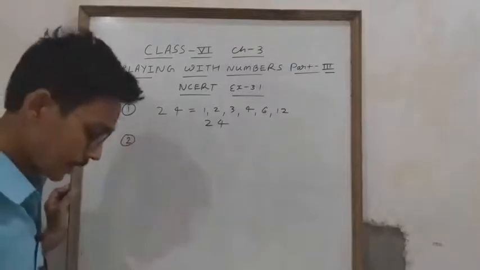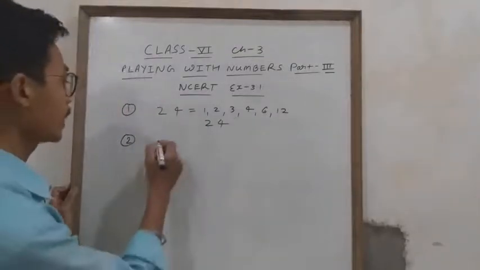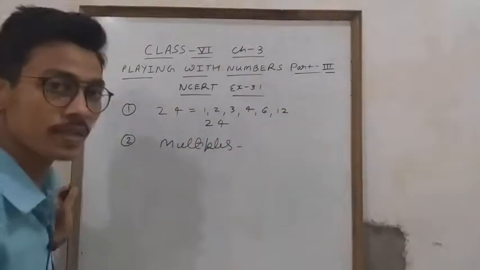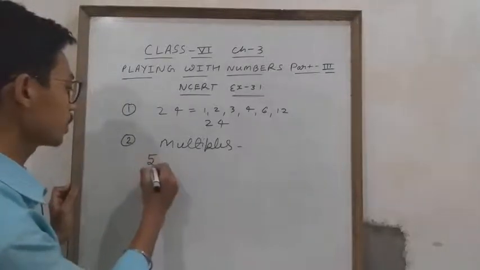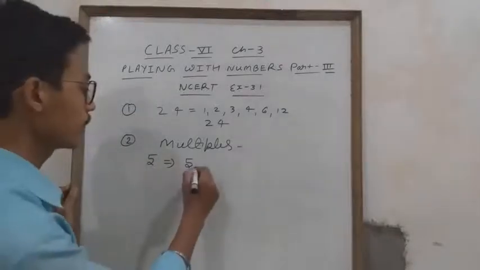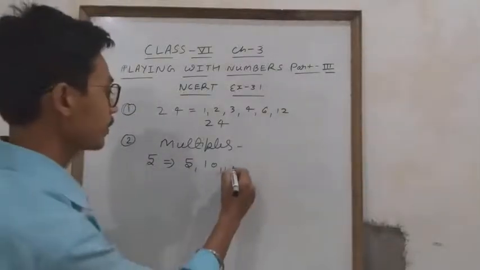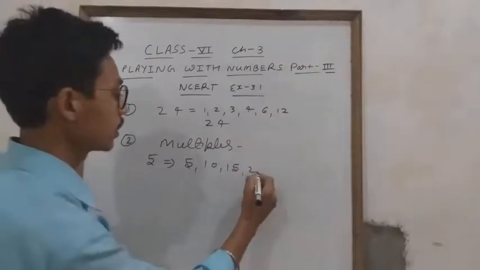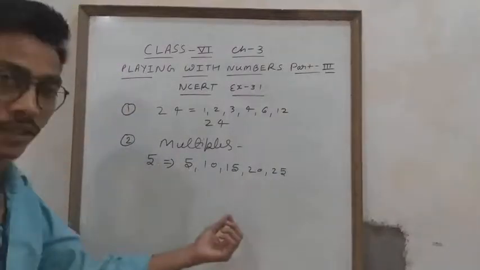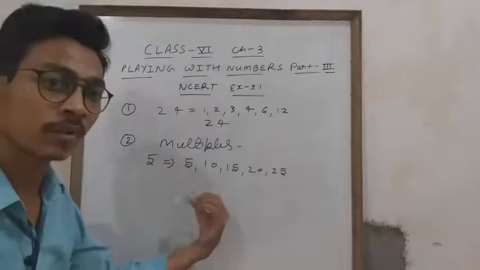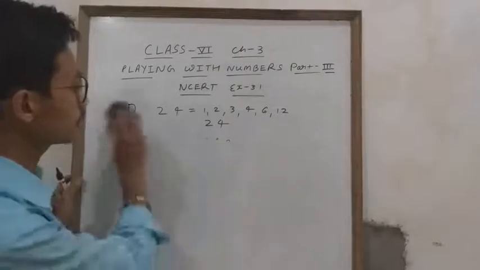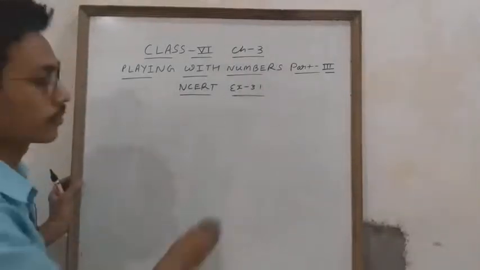Now the second question is given, students. Write the first 5 multiples. Multiples, you know, means table. Like multiples of 5, you will write: 5 1 is 5, you will start from the initial. 5 2 is 10. 5 3 is 15. 5 4 is 20. 5 5 is 25. Clear, students? So these are the 5 multiples. Multiple means you only have to write down the table. This is question number two. The third question is match the following. You will do it yourself, students, and the rest of the questions you will do yourself.